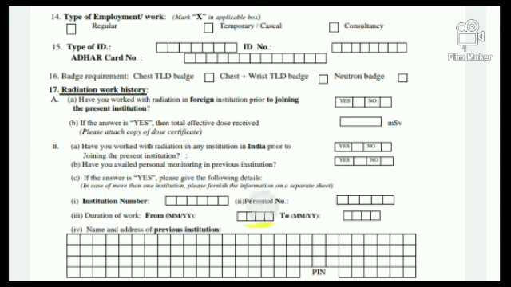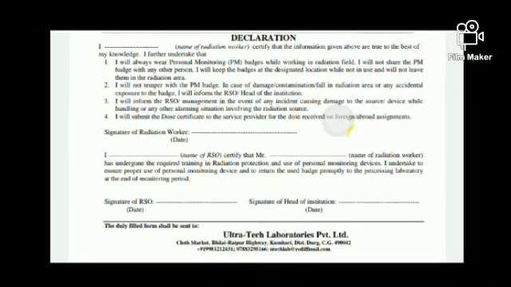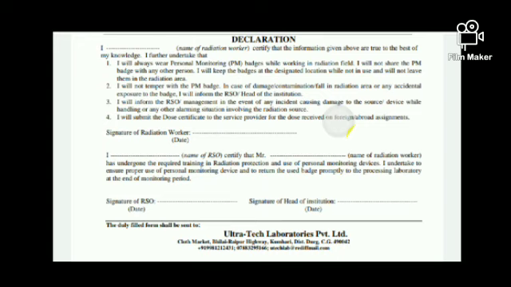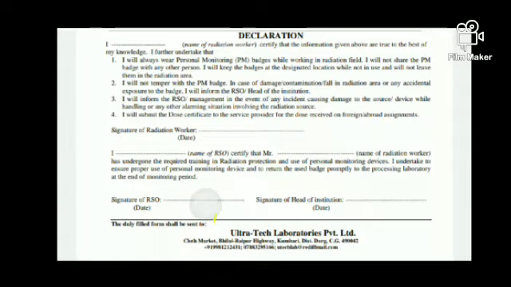Next thing is duration of work, from when to when you have worked, and the name of the previous institution. So this is all the formalities, how you have to follow. Next thing is lastly you can see the declaration area. So you have to mention your name, and your signature, and you have to get signed from the RSO, and RSO should mention his name, and you have to get the sign from RSO as well as from the head of the institution. So this is how you have to fill that TLD form.